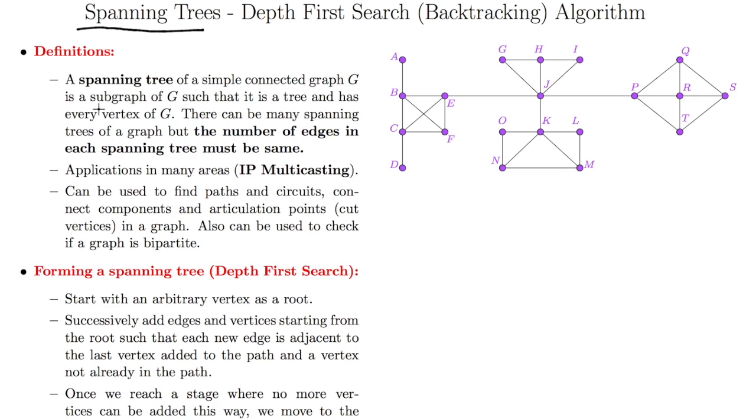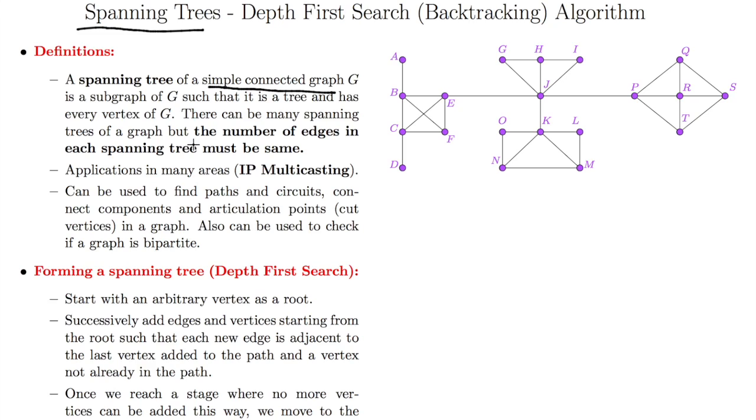A spanning tree of a simple connected graph. This is important to know, that it should be a simple connected graph. It is a subgraph of G such that it is a tree and has every vertex of G. So a tree is what? It has n vertices and n minus 1 edges, and it is connected.